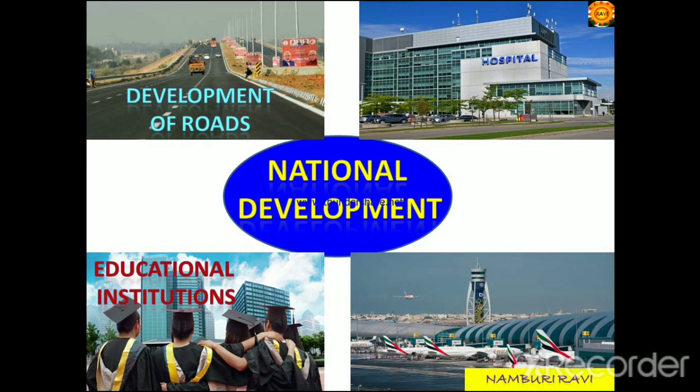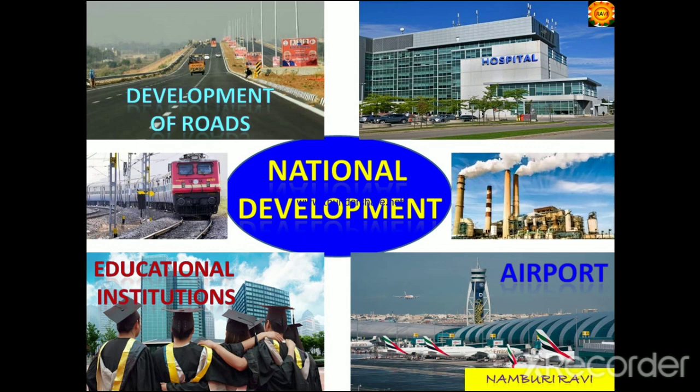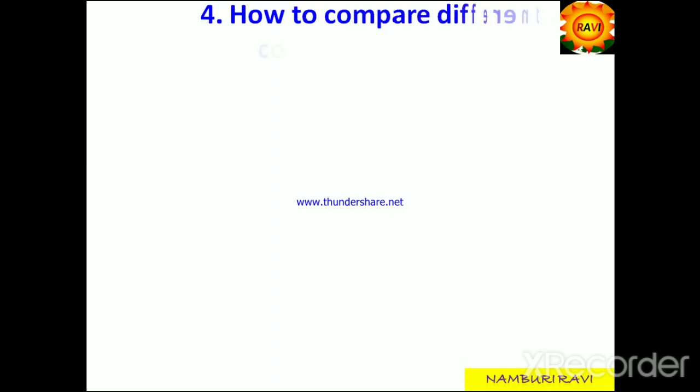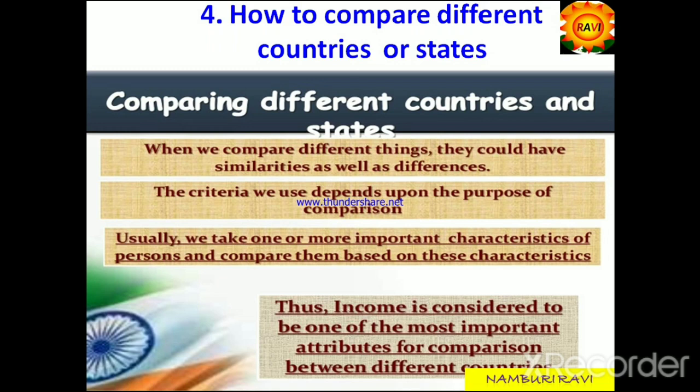And the next important thing about national development indicators is the development of the transport network, that is roadways, railways, waterways, airways. By seeing these four, we can understand whether a country comes under developed nations, developing nations, or underdeveloped nations. Even the development of the industrial sector, all these are indicators of the development of a nation. Now in this topic we are going to learn about how to compare different countries or states.